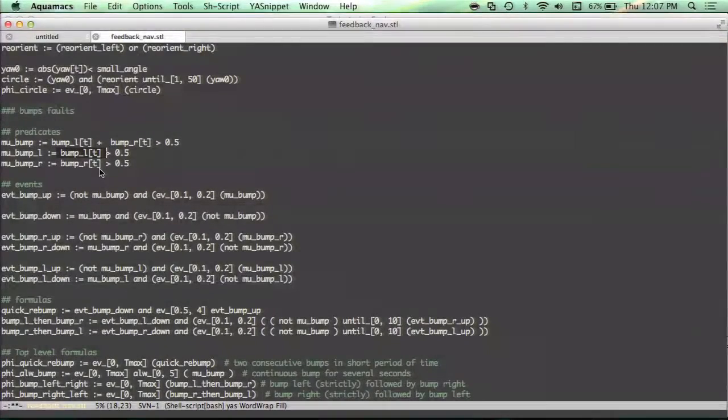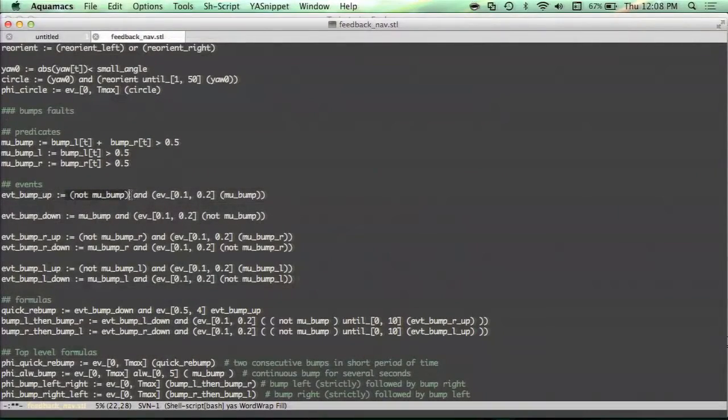There's also a trick with STL, which is not so nice, that signals are all considered to have real values. We don't have Boolean signals and real signals. We have only real signals. So a 0-1 signal is a signal that takes value 0 or value 1. To detect if it's 0 or 1, you have to write the property bump L greater than 0.5, or greater than 50. To detect that the bump sensor on the left is up, you say bump L greater than 0.5.